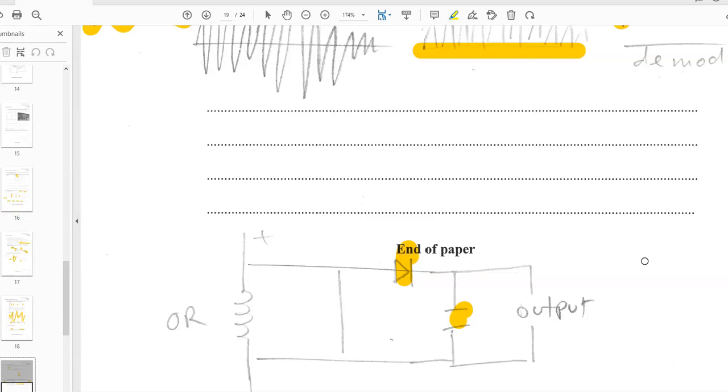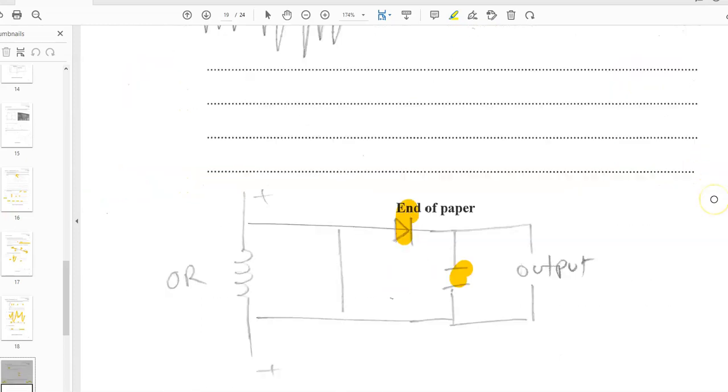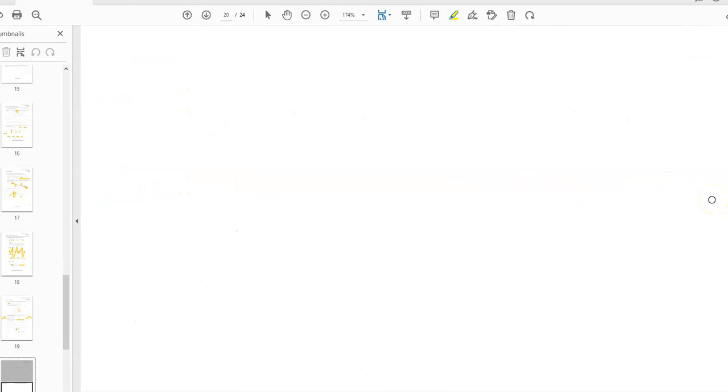Yep. Okay. They need to have a diagram. The diagram needs to be labeled, right? They need to say the diode only allows the flow of electricity in one direction. This diagram shows that. The capacitor smooths out. This shows that. Okay. That's it. That's the end of the paper.